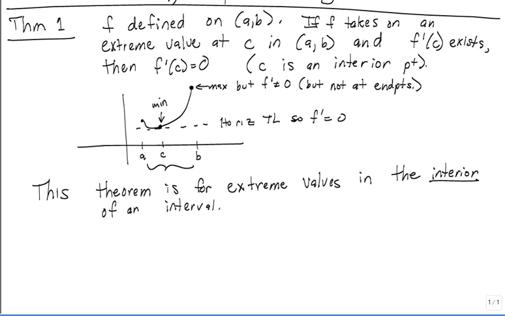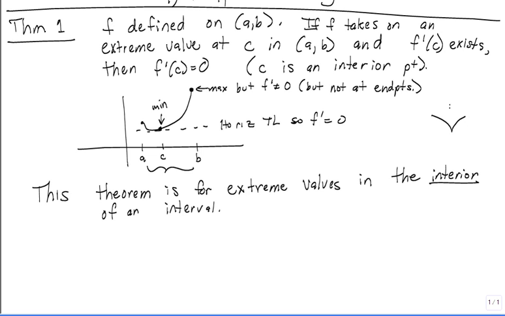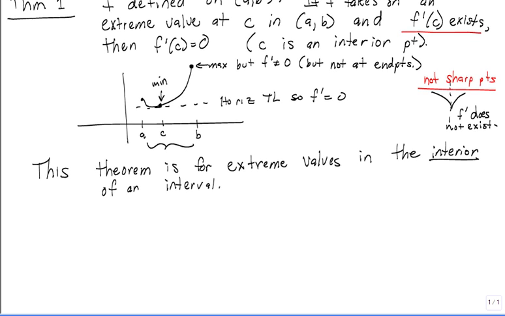Now, we're not talking about sharp points, because at a sharp point, f prime does not exist. And notice in our hypothesis, we have to have the derivative existing. So we're not talking about sharp points being an extrema in this case, because f prime exists. So wherever f prime exists on this interval, then for the maxes and mins, you're going to have a horizontal tangent line.